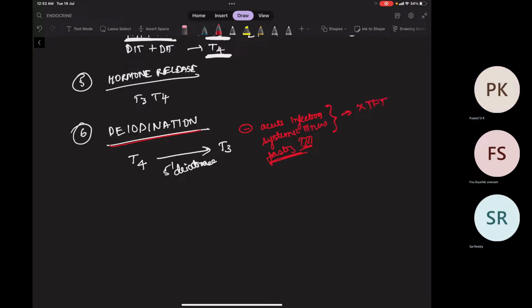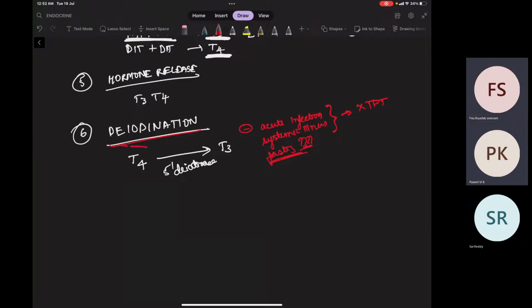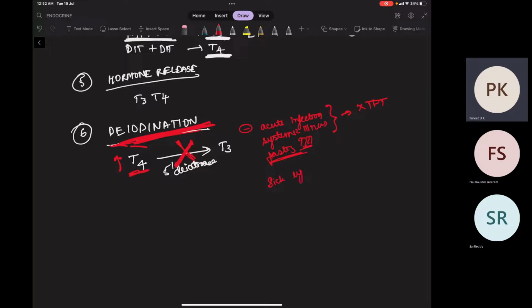Why? Artificially, it will be lower, no? Your T3 will be lower, or your T4 will be higher. It's called sick euthyroid syndrome. So the patient is basically euthyroid, clinically, but there's a deranged TFT.